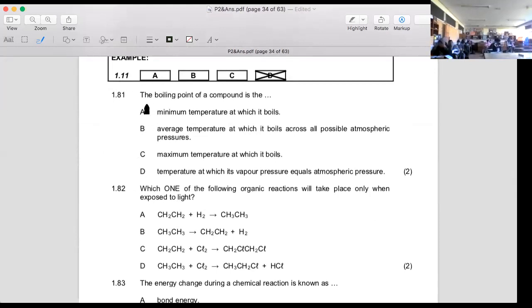Question 181. The boiling point of a compound is the minimum temperature at which it boils, the average temperature at which it boils, the maximum temperature it boils, when temperature equals vapor pressure. Who says the answer is A? Who says the answer is B? Who says it's C? Who says it's D?